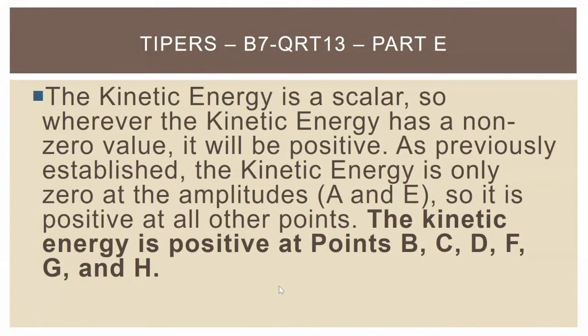What I wrote here is the kinetic energy is a scalar. So wherever the kinetic energy has a non-zero value, it'll be positive. As previously established, the kinetic energy is only zero at the amplitudes, points A and E. So it's positive at all the other points. Kinetic energy is positive at B, C, D, F, G, and H. Take a second to pause this video here and write that down, adding any parts of this explanation that may be missing from your own. When you hit play, we'll move on.